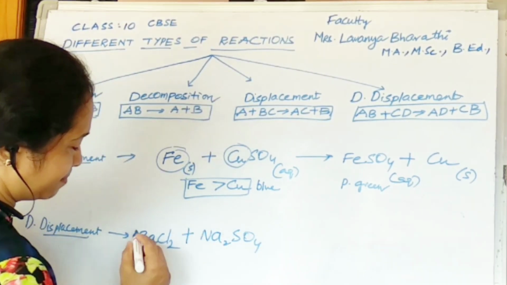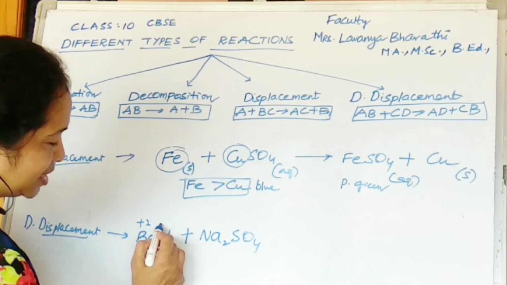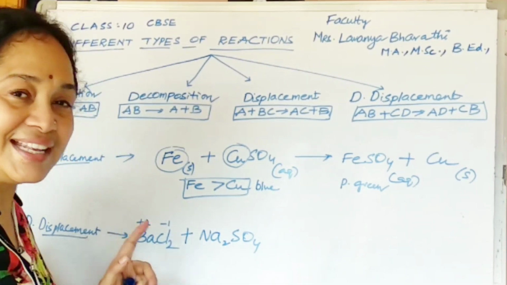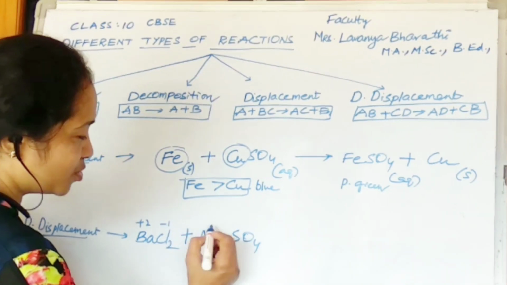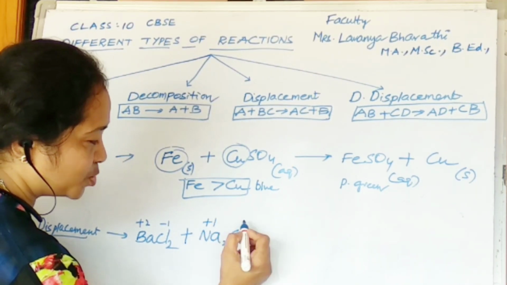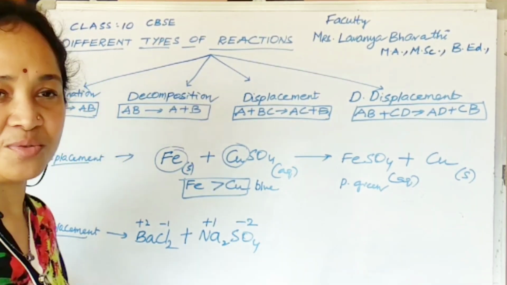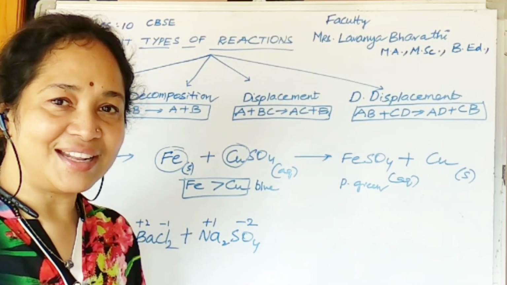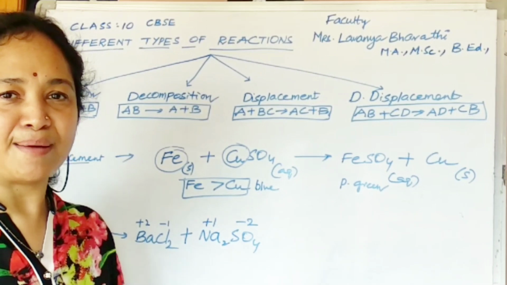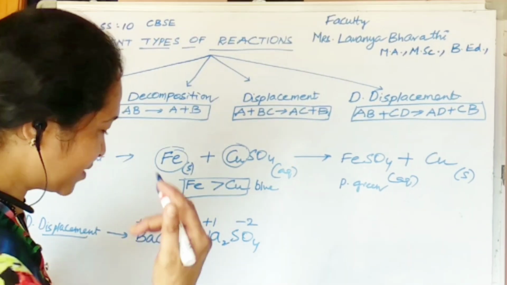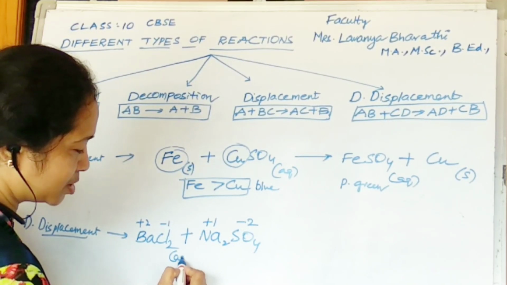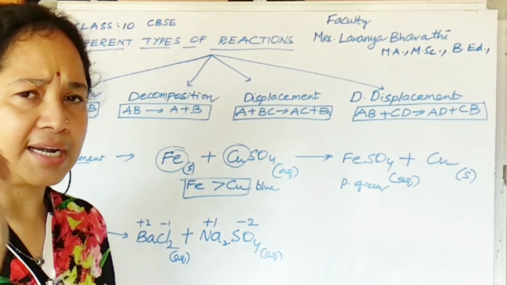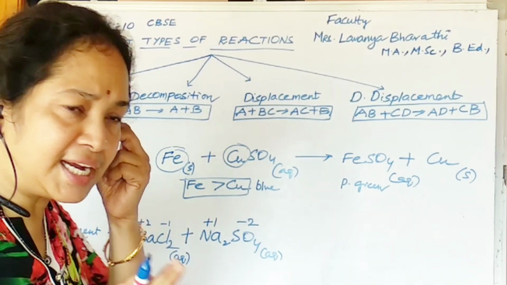Na2SO4. Remember, barium is +2, Cl is -1. So the formula of barium chloride is BaCl2. And coming to sodium sulfate, sodium is +1, sulfate is -2. So in this way you have to remember, only when you remember the valency, it is very easy to remember the formula of the compound. So barium chloride aqueous solution, sodium sulfate aqueous solution. Both are colorless solutions. They don't have any color.